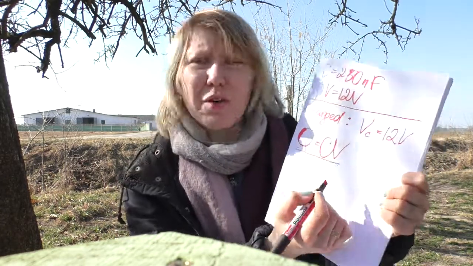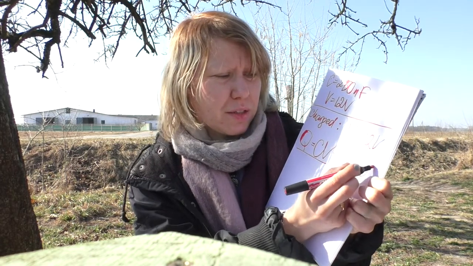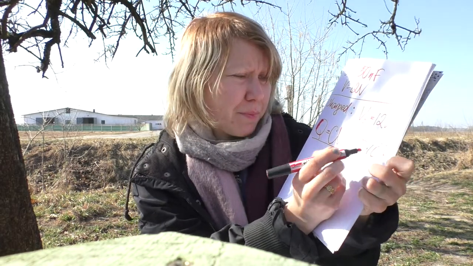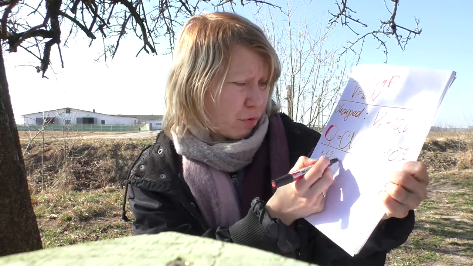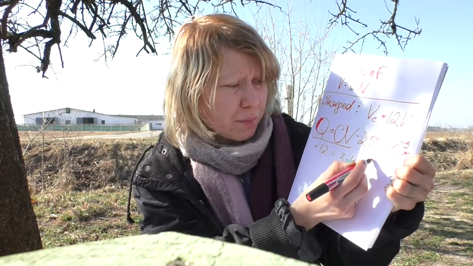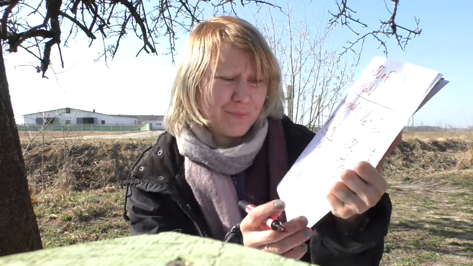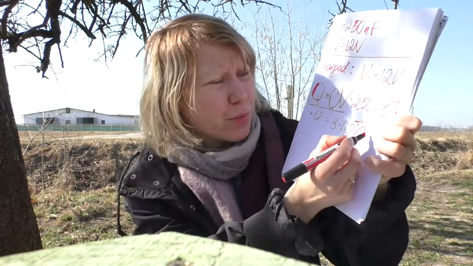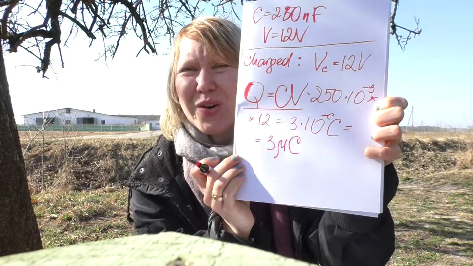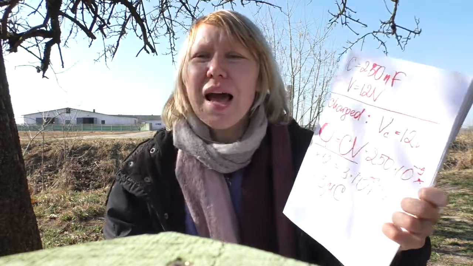We have this formula and we will use it. So it's 250 times 10 to the minus 9, multiplied by 12 volts. So it will be, I have already calculated, 3 times 10 to the minus 6 coulomb, and we can write it as 3 microcoulomb. So it will be our charge. So it's easy, only one formula.